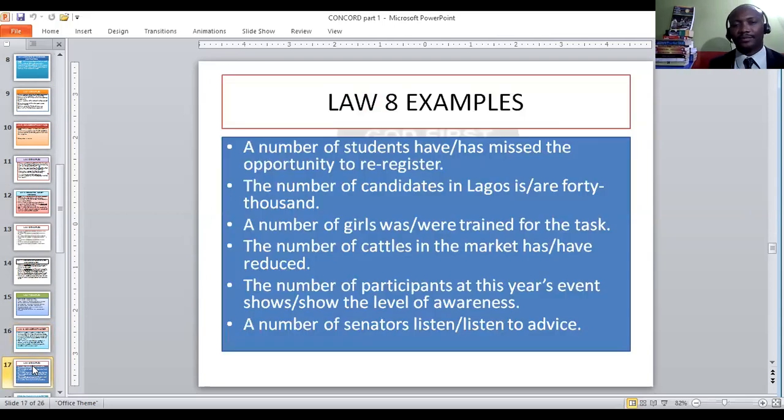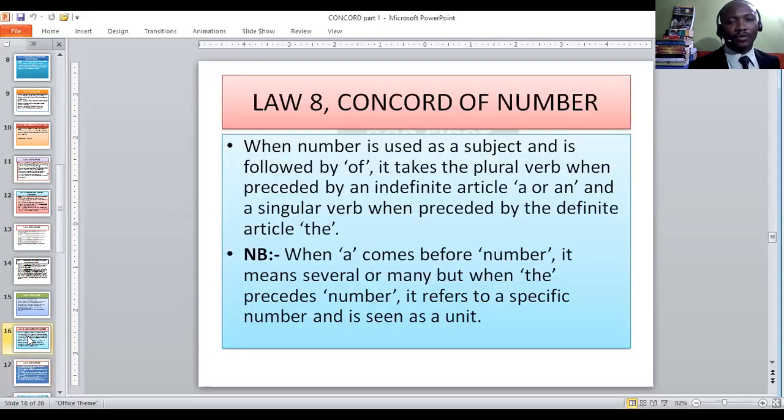Let's see an example. A number of students have or has missed the opportunity to re-register. A number of students. Now here, what is "a" referring to? Look at what we say. When "a" is used, we see it is referring to several or many, but when "the" is used, it's referring to a singular unit.